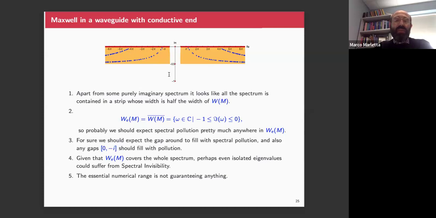What happens if we approximate this? The red is the essential spectrum, the blue is eigenvalues, the yellow is some enclosure that was calculated by a method that I'm not going to tell you about. But the essential numerical range here is going to cover all of this. And so it's not going to guarantee you anything. It's going to basically tell you you could get spectral pollution anywhere, even out here, right? But we know that there is no spectrum out there, actually.